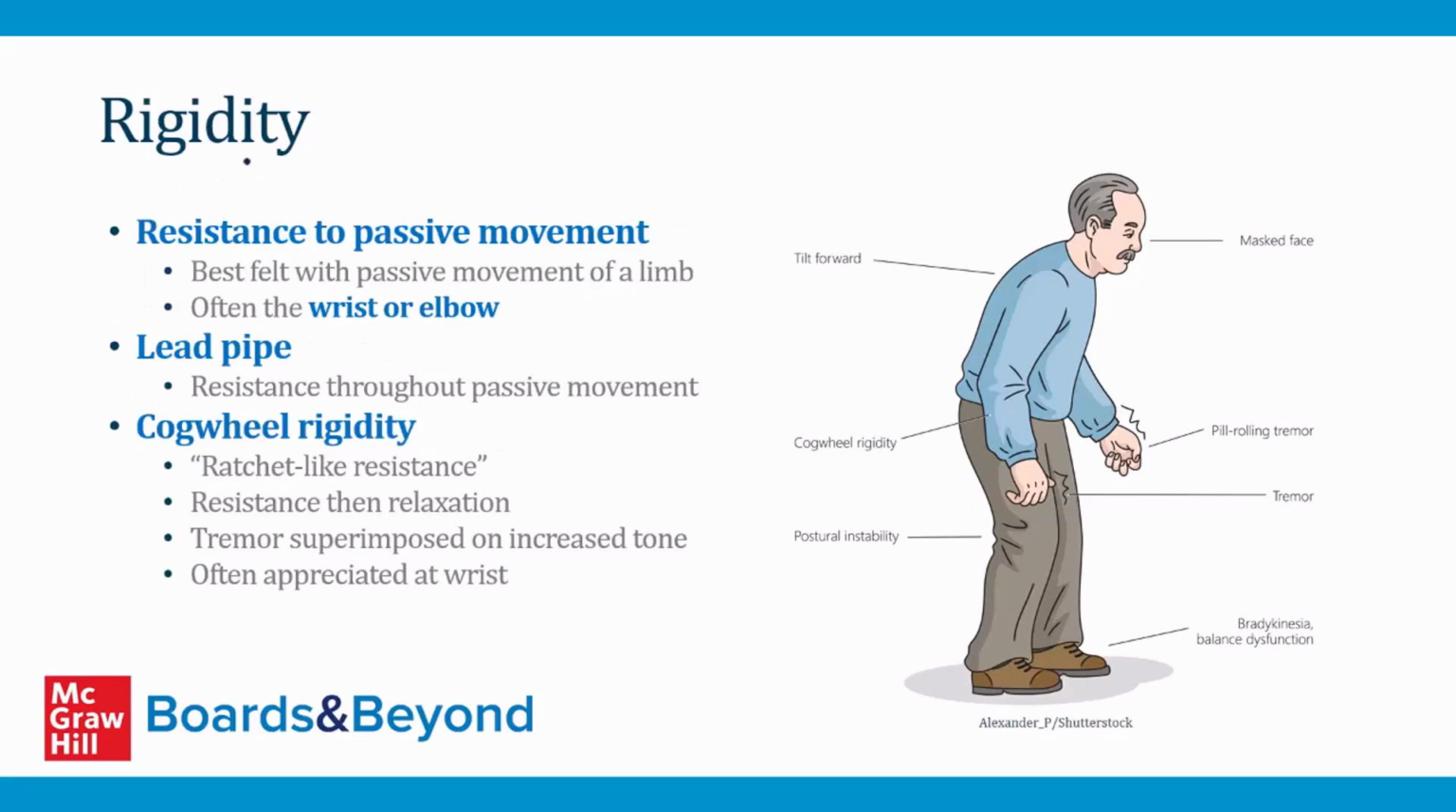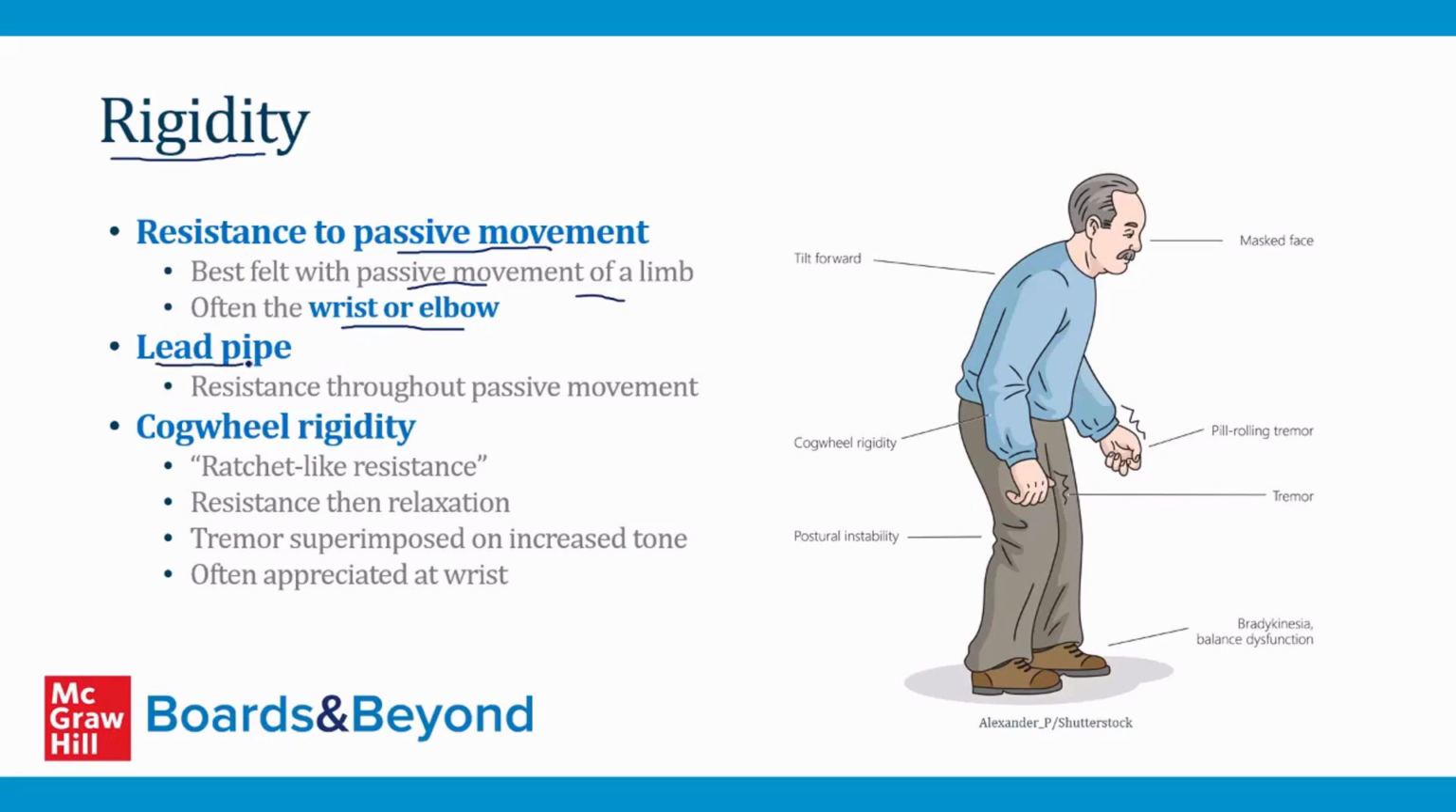Okay, the third classic feature of Parkinson's disease is rigidity. This means a resistance to passive movement of joints. It's usually best felt when an examiner passively moves the patient's limb. Classically, the rigidity is easiest to detect at the wrist or at the elbow. So, for example, if you take the wrist of a patient with Parkinson's disease and you move it for them, in other words, passively you move that joint, that's how you can detect the rigidity of joints associated with Parkinson's disease.